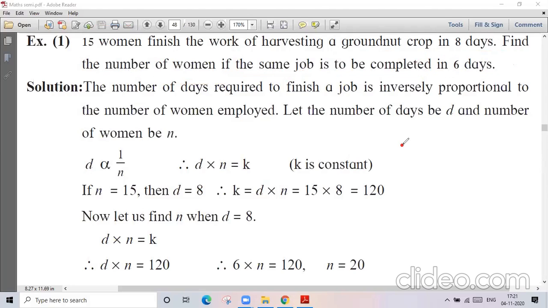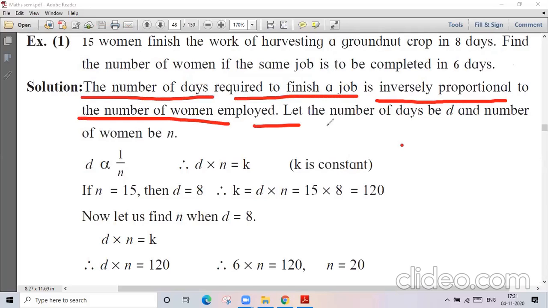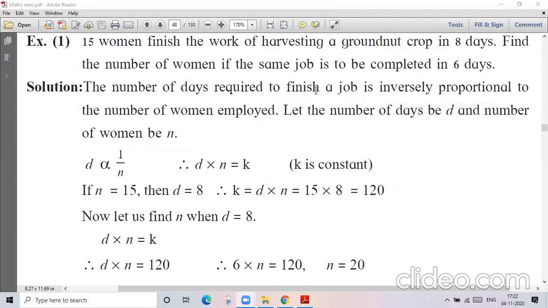Obviously, it is not direct variation, sorry, it is inverse variation. The number of days required to finish a job is inversely proportional to the number of women employed. Let the number of days be d and the number of women be n. Therefore, d is inversely proportional to n, right? The number of days is inversely proportional to the number of women.